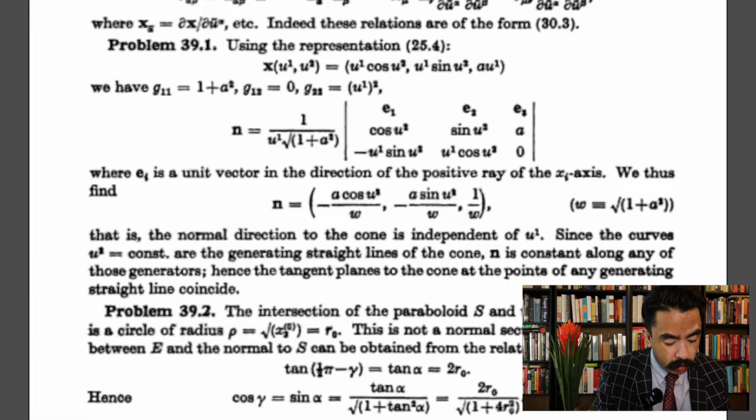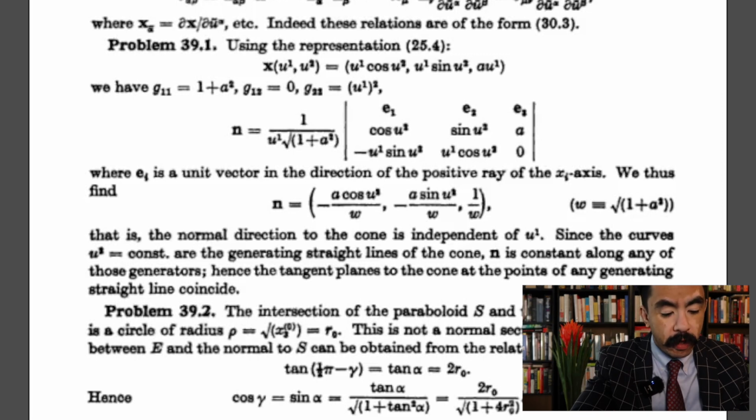Using the representation for a cone given by the vector x in terms of u1 and u2 equal to, in the first entry, u1 cosine u2, in the second entry, u1 sine u2, and in the third entry, a u1, we have g sub 1,1 equals 1 plus a squared, g sub 1,2 equals 0, and g sub 2,2 equals u1 squared. We also have that the vector n is equal to the reciprocal of u1 times the square root of the quantity 1 plus a squared, times the determinant, where the first column is e1, then cosine u2, then negative u1 sine u2. In the second column, we have e2 and then sine of u2, and then u1 cosine u2.